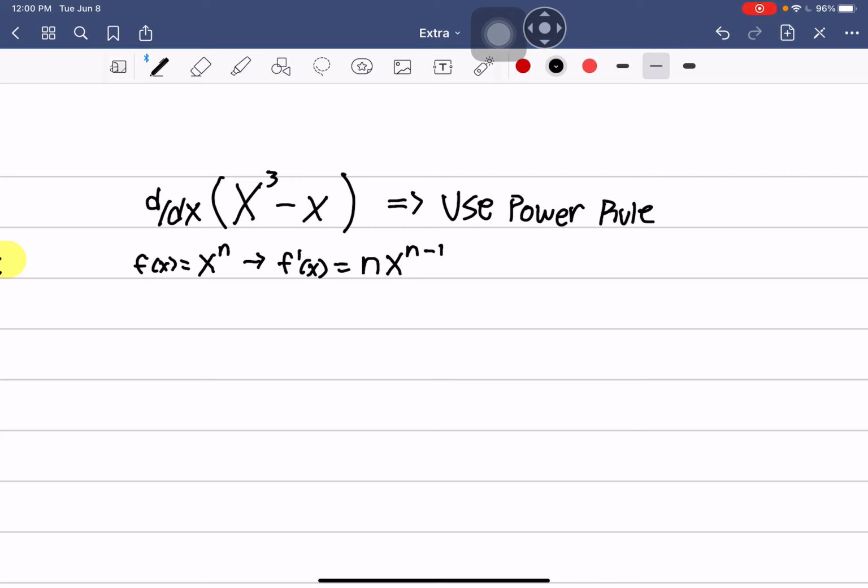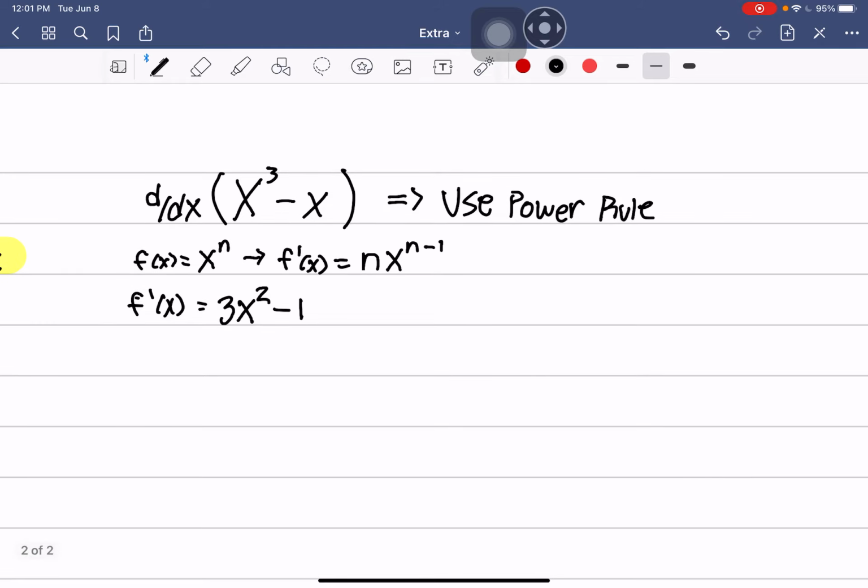So let me do it like this. f prime of x is equal to, you're going to bring down the 3 as the new coefficient. So 3, we leave the x, and then 3, which is our n, minus 1, well, that's simple, that's 2. So 3x squared is the derivative of x cubed. Now, what about for x? That's by itself. Well, the derivative of x is going to be 1.